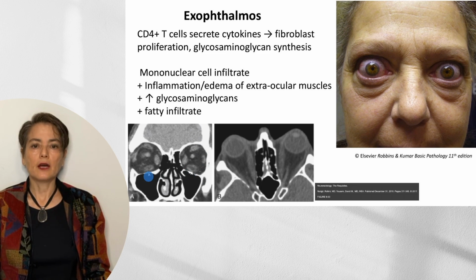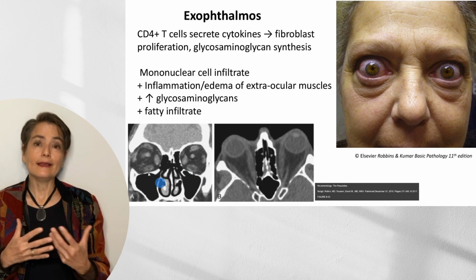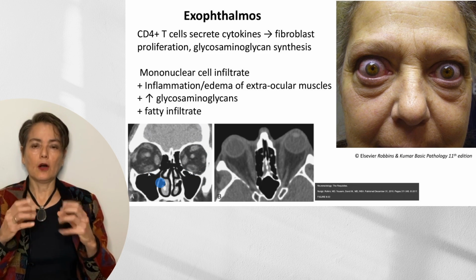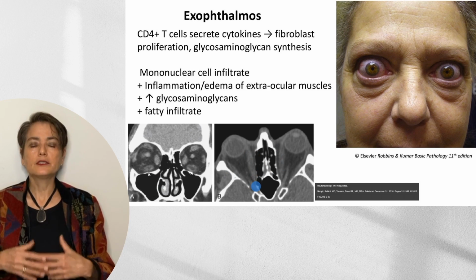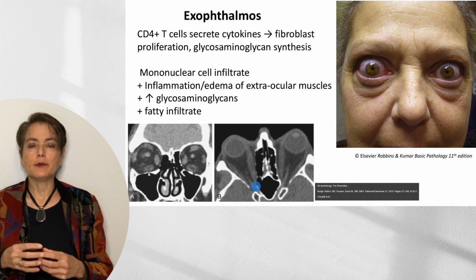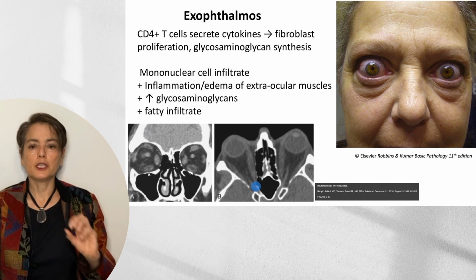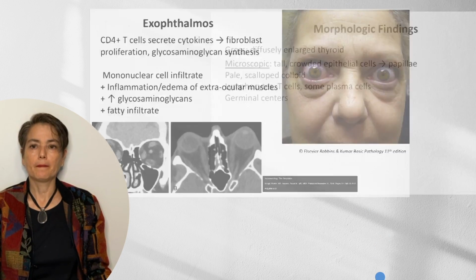There's a dark area of signal. That's due to fatty infiltrate of the muscle, which again is going to cause it to increase in size. And here we see our medial rectus muscle, which is quite large, much larger than it should be, because of inflammation and edema, which is causing that, and that is going to be pushing the orbit forward.